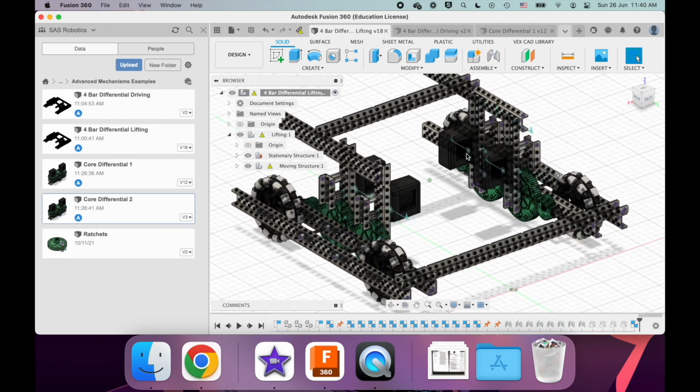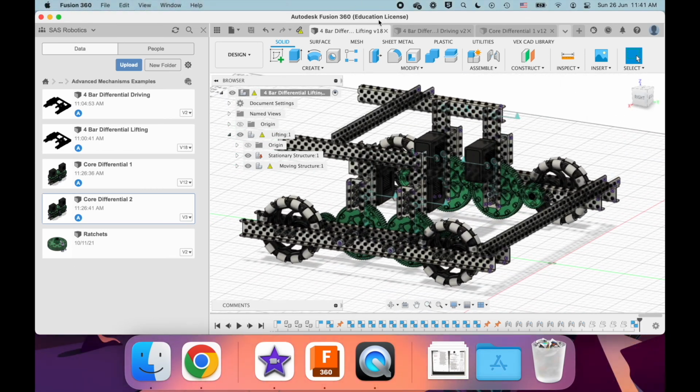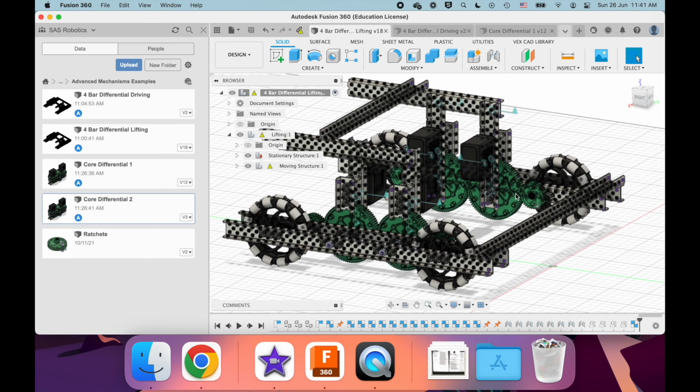Okay, and so yeah, that's the second differential design, and I think that is all for this video.